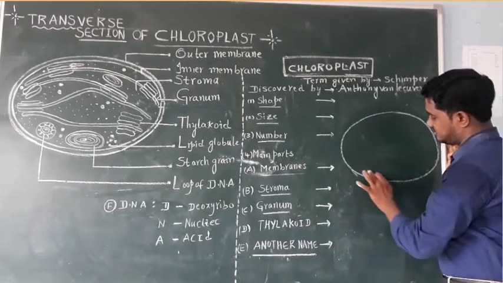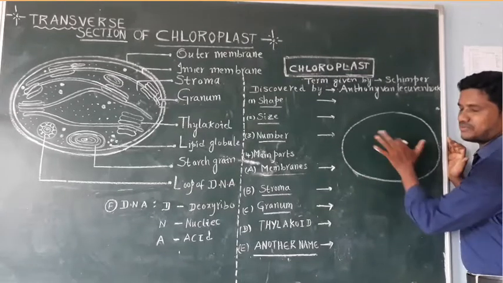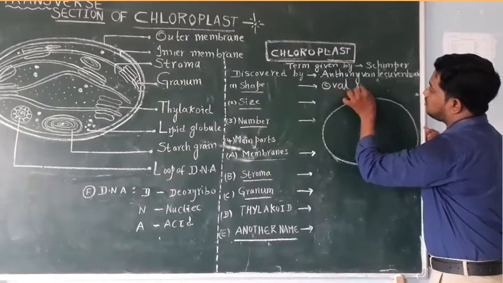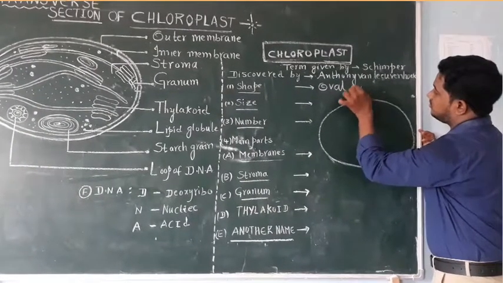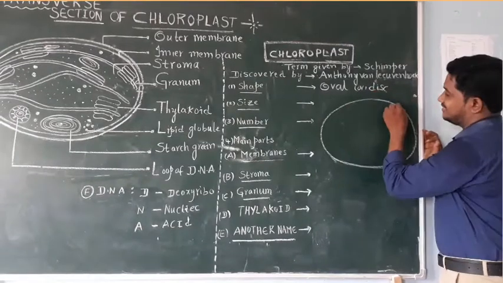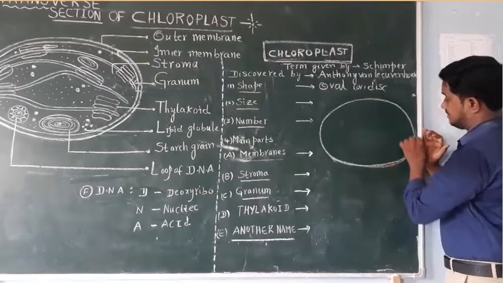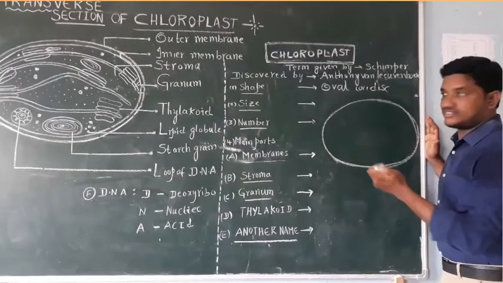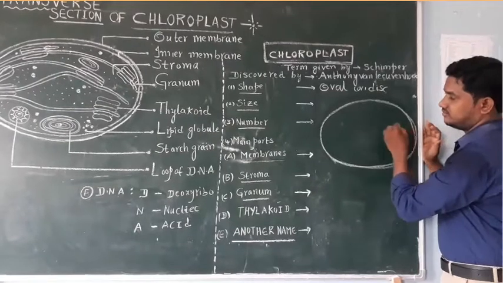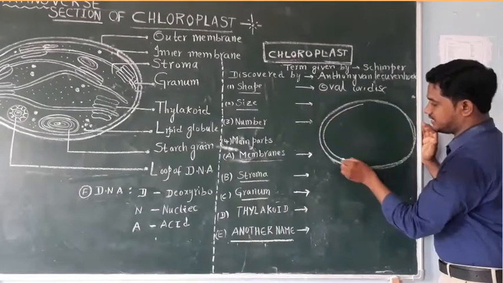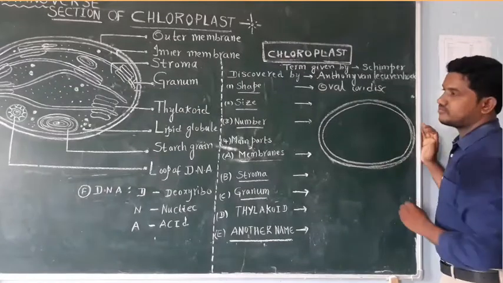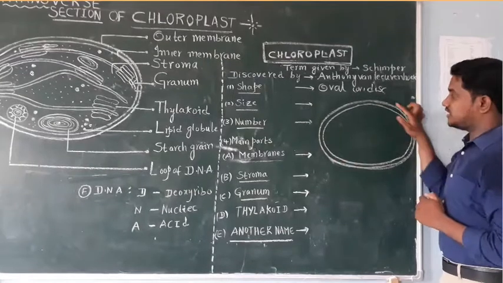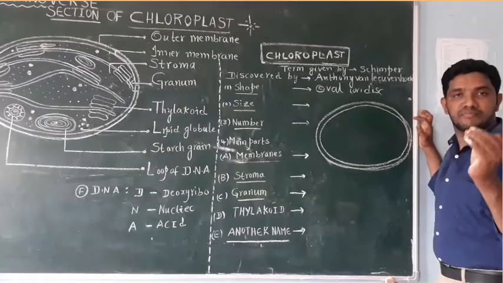Chloroplast is oval or disc shape. This is the shape of a disc or oval. It's covered with two membranes. This is the outer membrane, and this is the inner membrane. Means chloroplast is covered with two membranes. One is the outer membrane, another one is the inner membrane.